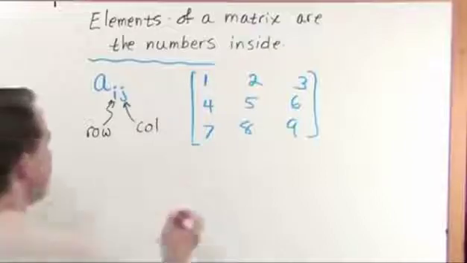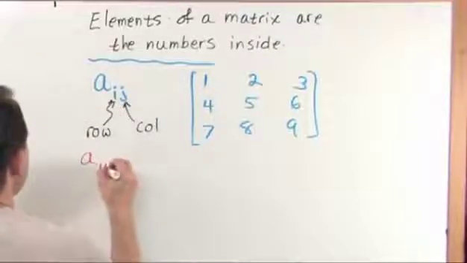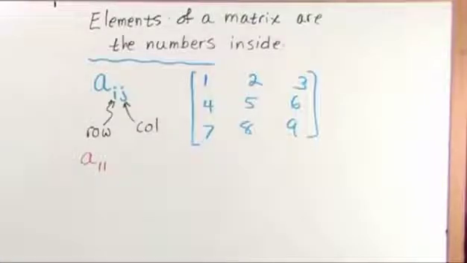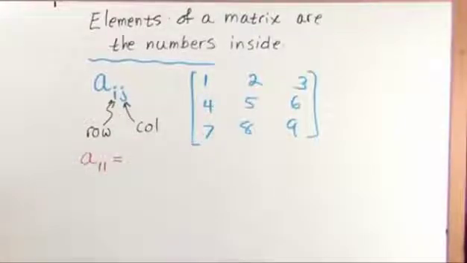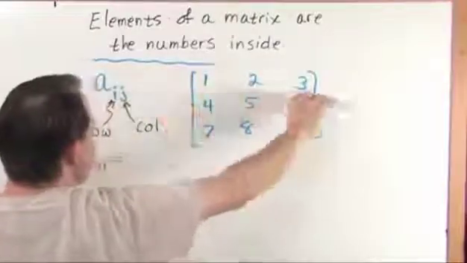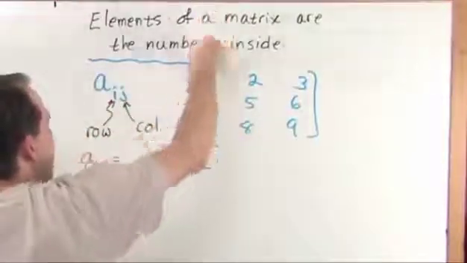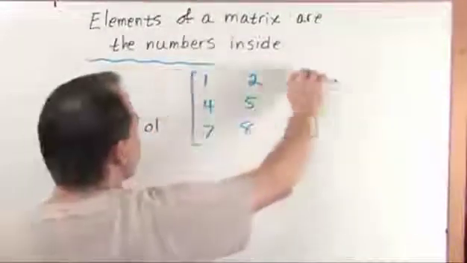Okay, let's say I'm trying to find element A sub 1,1. On a test, you're given this matrix and you're asked, what is the element denoted by A1,1? So all you have to do is realize the first number is the row, so it's the first row. This is row 1, row 2, and row 3. This is column 1, column 2, and column 3.